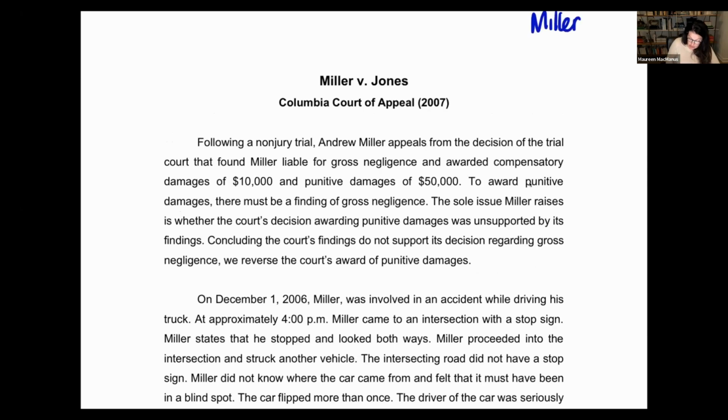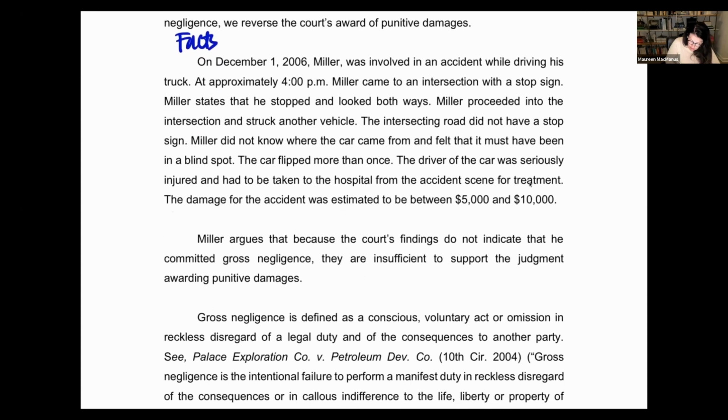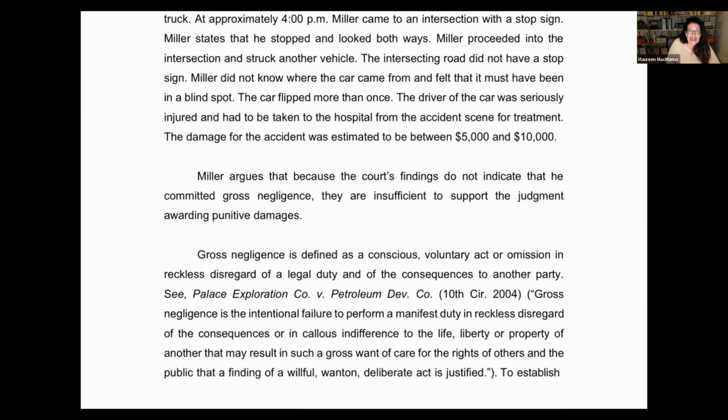So following a non-jury trial, Andrew Miller appeals from the decision. So this is just facts. On December 1st, 2006, Miller was involved in an accident. This is facts. Miller argues that, okay, so now we're kind of getting to an argument. So we're getting really to the procedural history, or what happened, why we are here in this court now. Miller argues that because the court's findings do not indicate that he committed gross negligence, they are insufficient to support the judgment awarding punitive damages.